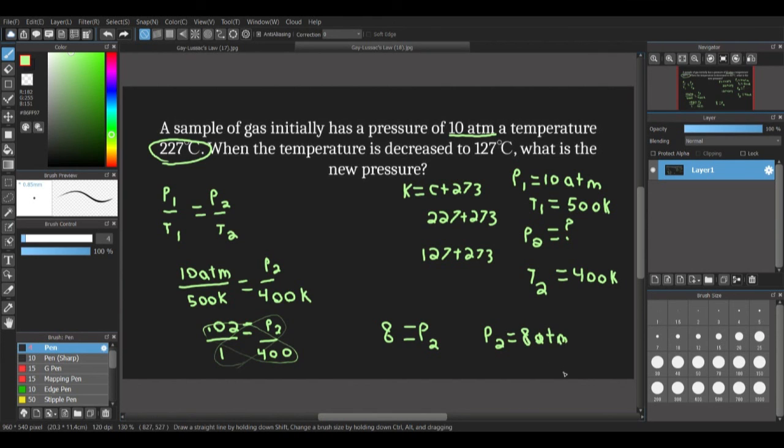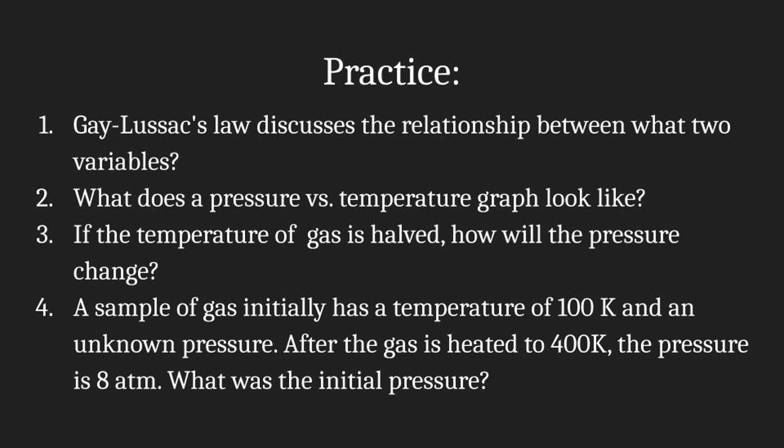Now that we've gone through some examples together, here are 4 practice questions to help you test your understanding of Gay-Lussac's law. Question 1 asks what variables it discusses. Question 2 asked about a pressure versus temperature graph. Question 3 asked what will happen to the pressure if the temperature is halved. And question 4 is a math question. At this time, I encourage you to pause the video, and the answers to these questions will be provided for you on the next slide.